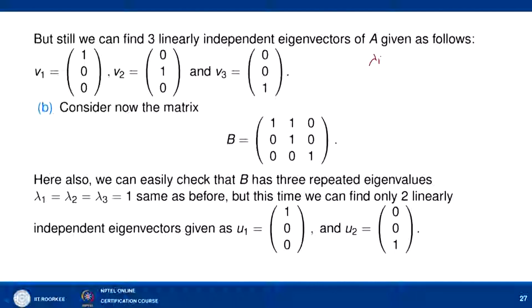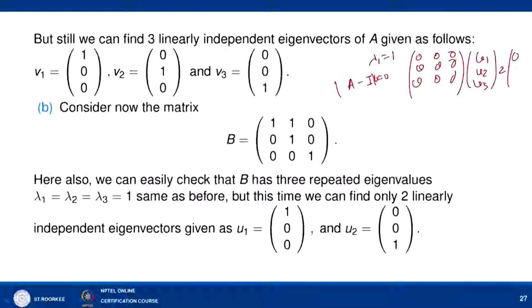But still, in this case we can find 3 linearly independent eigenvectors of A, as follows. You take lambda 1 equal to 1 and look at (A minus I) V equal to 0, and here we have the zero matrix times V1, V2, V3. So, here we can have 3 linearly independent solutions, given as V1 as (1, 0, 0), V2 as (0, 1, 0) and V3 as (0, 0, 1). So, though we have repeated eigenvalues, we still have linearly independent eigenvectors: we want 3 and we are getting 3 linearly independent eigenvectors.